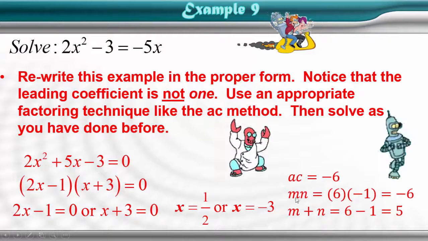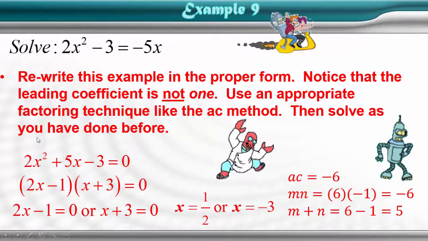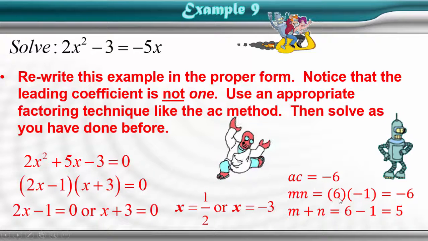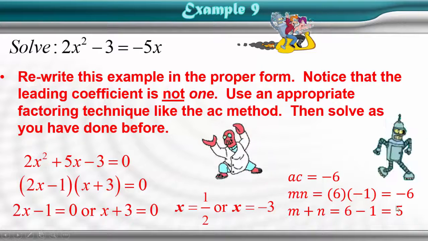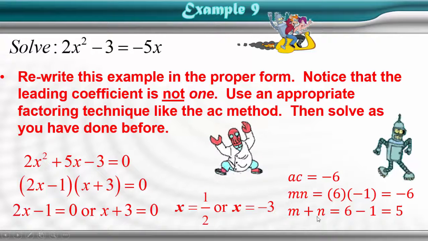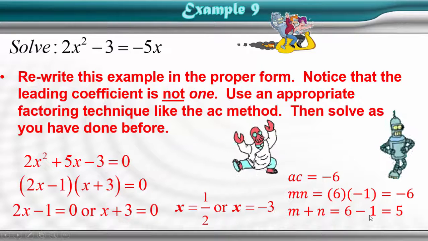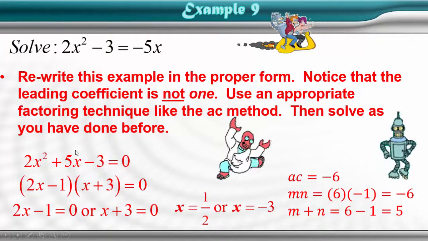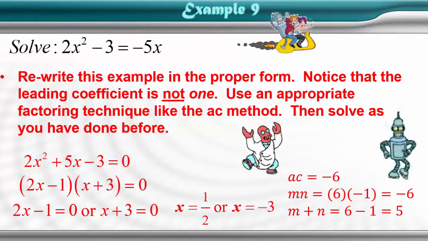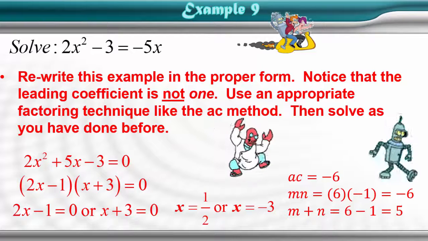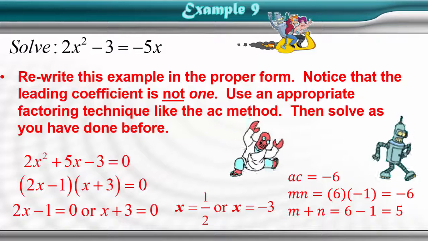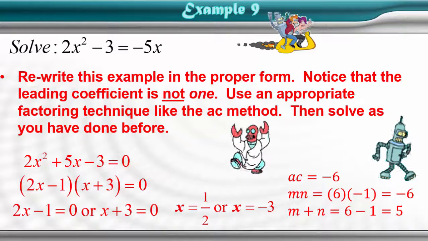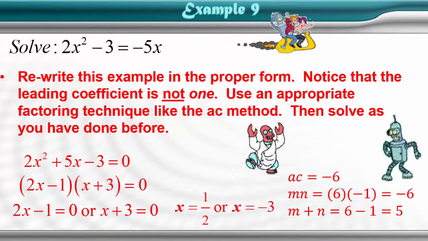For the AC method, AC is equal to negative 6. That's multiplying 2 times negative 3. MN is 6 times negative 1, and that's negative 6. M plus n is equal to 6 minus 1, which is equal to 5, which is our b here. You then use this information to factor by grouping and set each factor equal to 0 to get, again, x is equal to 1/2 or x is equal to negative 3.